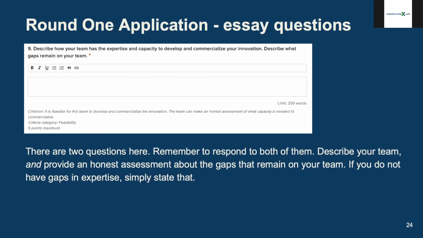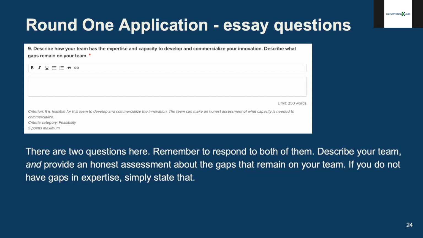And I know that this might feel like you aren't representing your team well. But if you do have gaps, for example, if you realize that you need a computer programmer for some reason, a software engineer, I think that it's more important to state that need and state that gap than to not provide that kind of information.